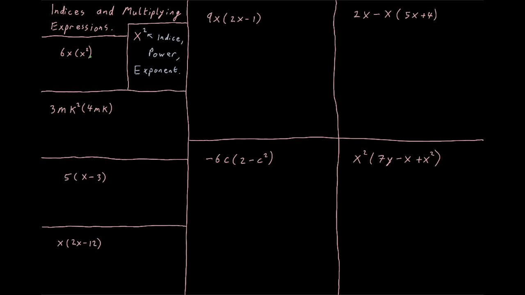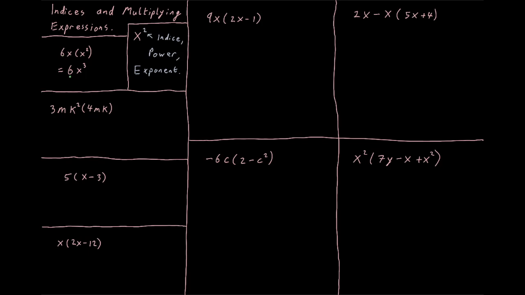So if I have a simpler case here, 6x brackets x to the power of 2, or x squared, I'm going to multiply these things because I have my term sitting next to a bracket. So I have two terms multiplied together. So I'm going to have 6 multiplied by x multiplied by x squared. And x squared means I have x multiplied by x. So in total I have 3 x's multiplied together, and that's all multiplied by 6. So that's going to end up being 6x to the power of 3.